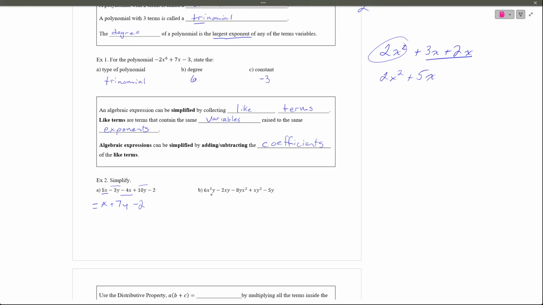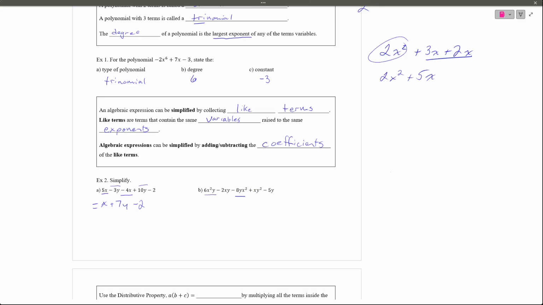The next one's a little bit more tricky. So now that I'm looking at this, I have to really understand what the terms mean and how they're related. So let's try and find anything that's similar. So this first one, 6x squared y. Is there anything else with an x squared y? It doesn't look like it, but there actually is. This one and this one has the same variables, x squared and y. They just don't happen to be in the same order, but that doesn't matter.